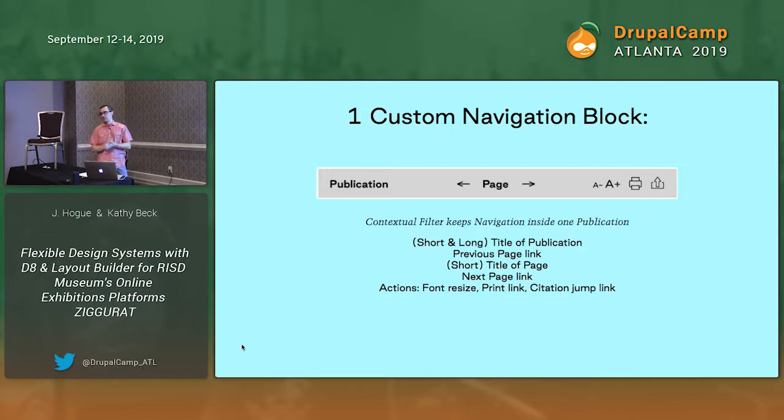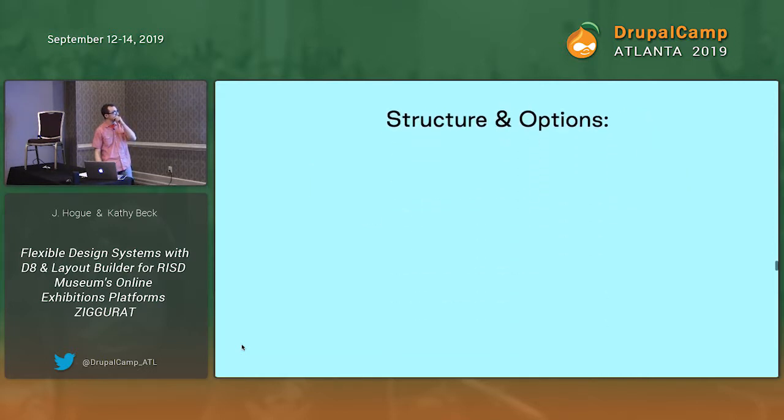We wanted to make sure things were accessible, so there's a font resize, there's a print option, again, scholarly publications, and there's a jump link down to a citation block. The cool thing about this was, it's a view, it's got contextual filters, it's also a menu, and it keeps someone inside the publication that you're actually in pretty well. And that's the way that we were able to make it so that it's a block that they can move around and place, but it's still as powerful as it needs to be.